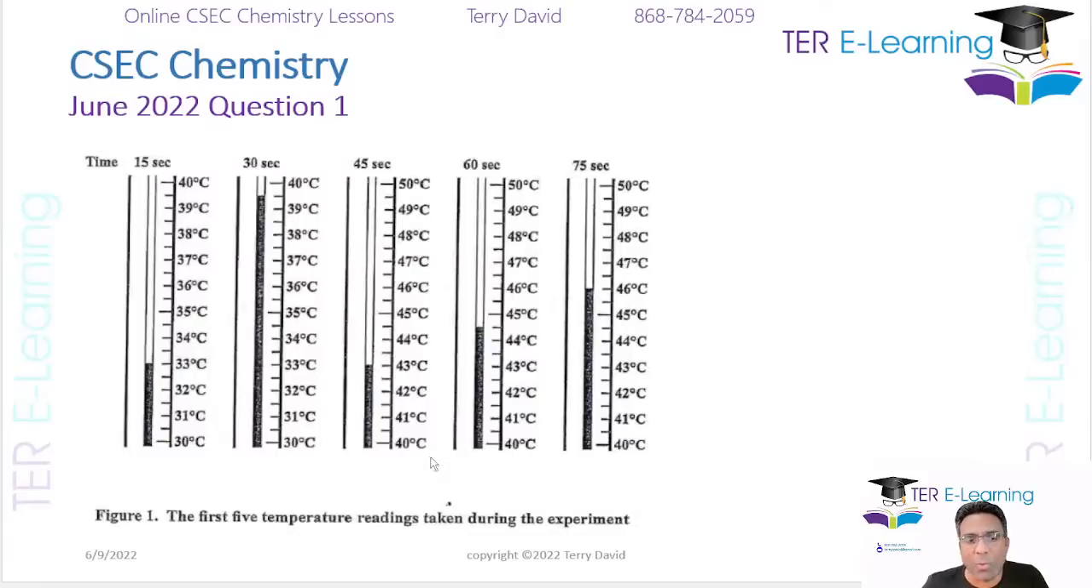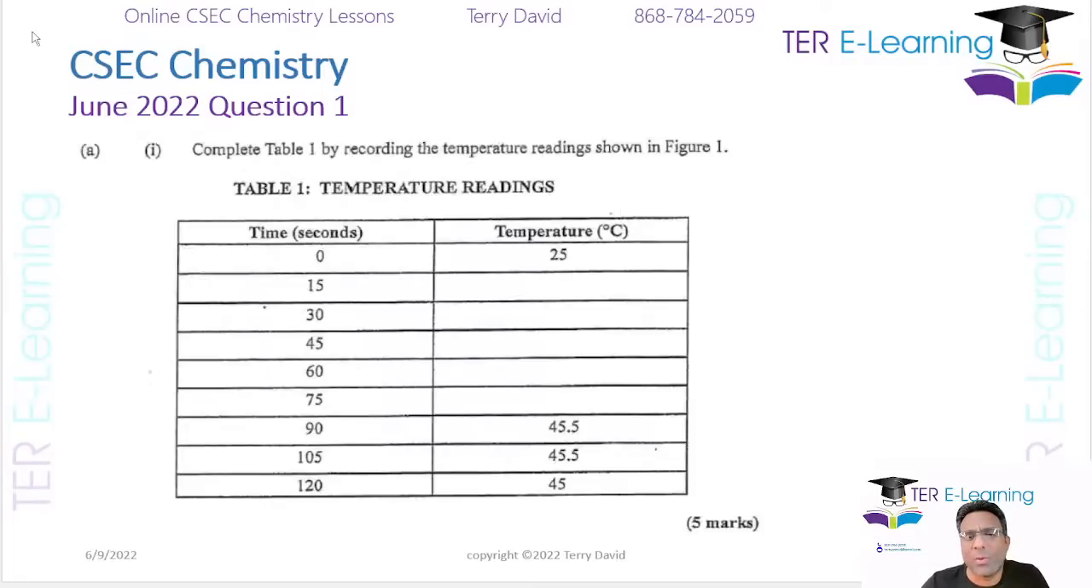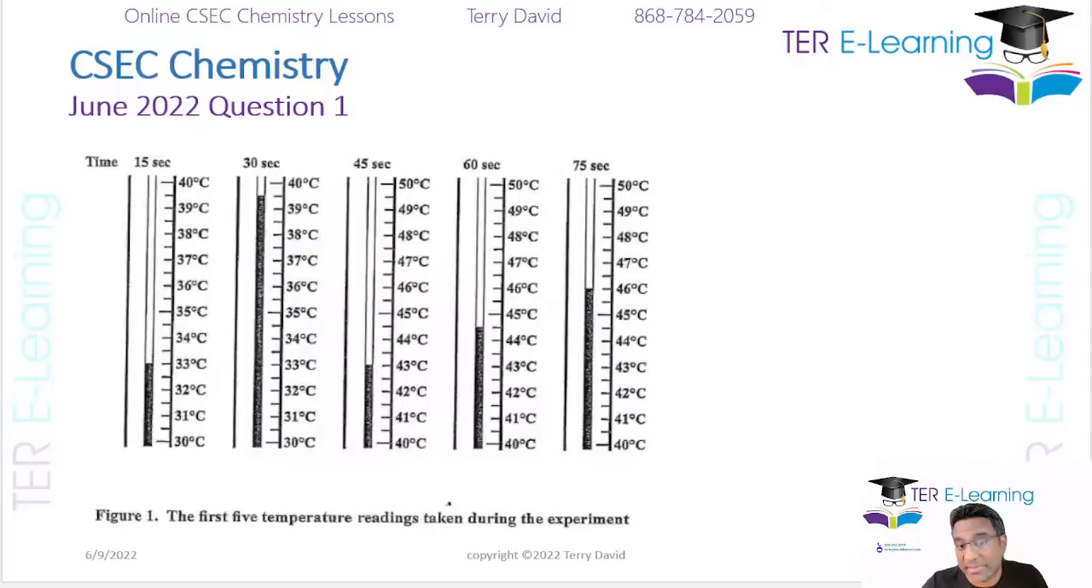This is figure 1 here, and these are the first 5 temperature readings: 15, 30, and so on. What do they want me to do here? Complete table 1 by recording the temperature readings in figure 1. So we go to the thermometer here and read off each of these. This one is for 15 seconds, and we need to look at the temperature we are seeing here. The first one looks like 33 degrees Celsius.